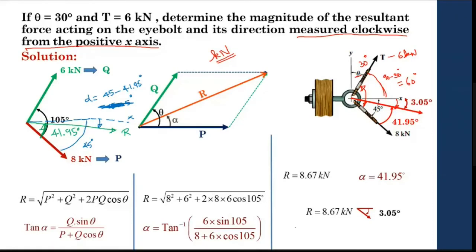So when you write the answer, you should write it like this. You know that there are 4 quadrants: first quadrant, second quadrant, third quadrant, and fourth quadrant. In the first quadrant, your x is positive and y is also positive. In the second quadrant, your y is positive. What about your x?